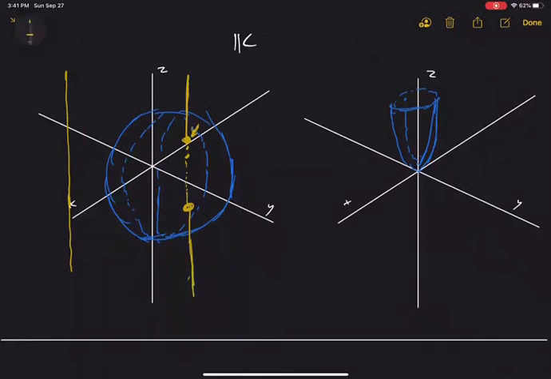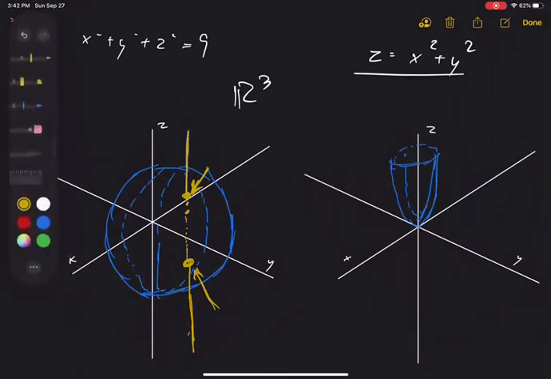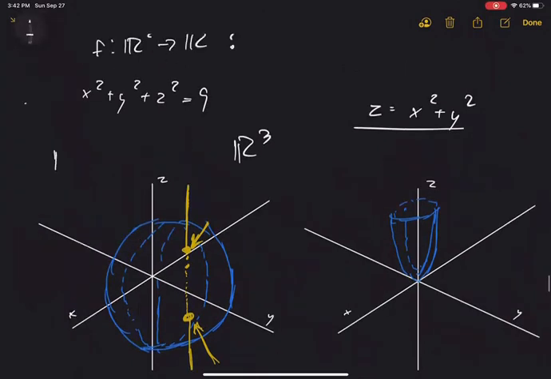But what's happening? It's touching my sphere at this point here and at this point here. In other words, this vertical line touches my surface at more than one point. So just like with our single variable functions, this is not a function. It fails our vertical line test.